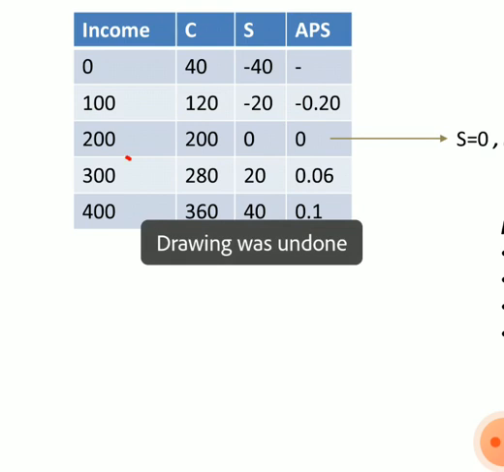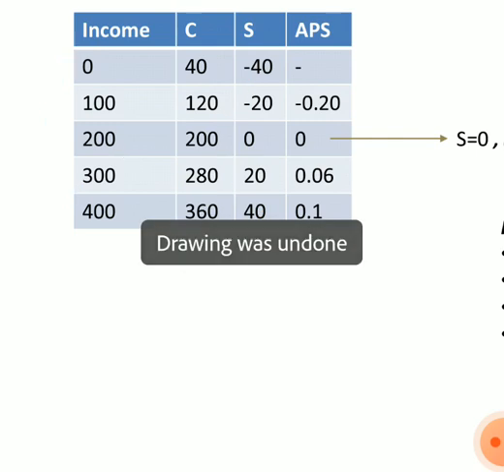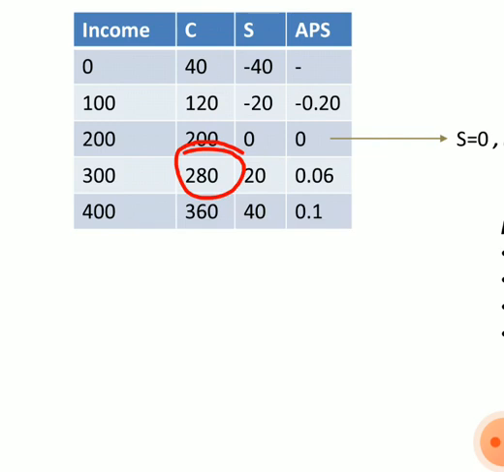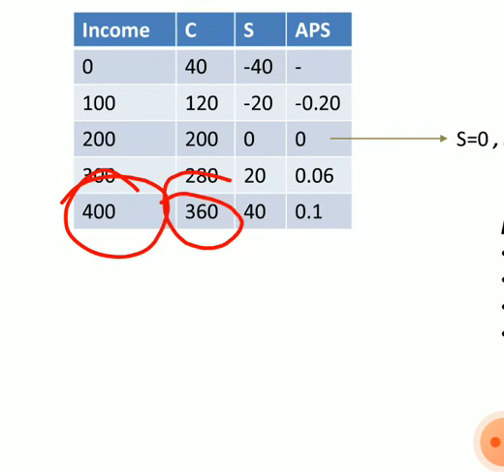Now as our income increases, saving also increases. Like here our income is increasing, so our saving is also increasing from minus to 0, then to positive numbers. Now our income is 300, our consumption is 280, so 20 rupees is left. So where will we put that 20 rupees? We will put it in our savings. In the same way, last is 400, our consumption is 360, so the remaining 40 is our savings.